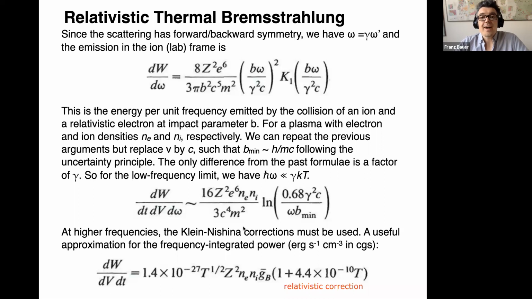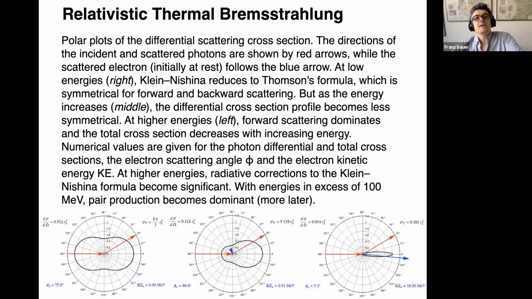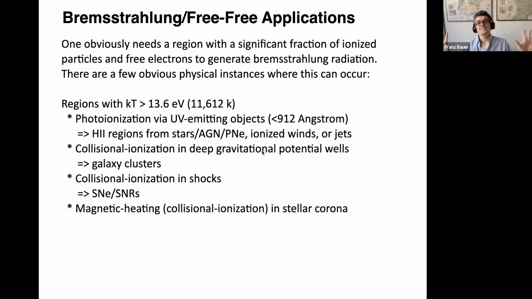You would need very, very hot plasmas, so 10 to the 8 Kelvin or so. Yeah, that's about 10 keV, and so you do have those physically in some places, but they're relatively rare. And so in that case, you would need to account for the relativistic corrections. Okay, questions?